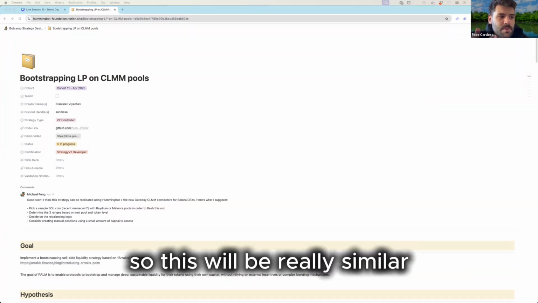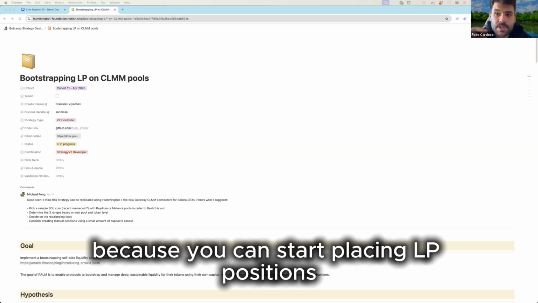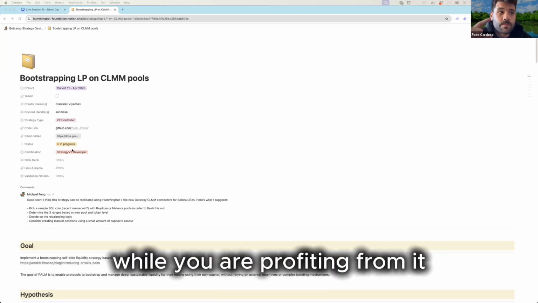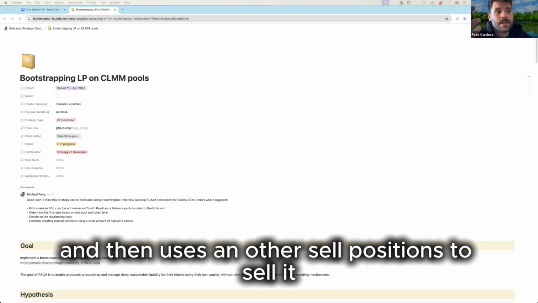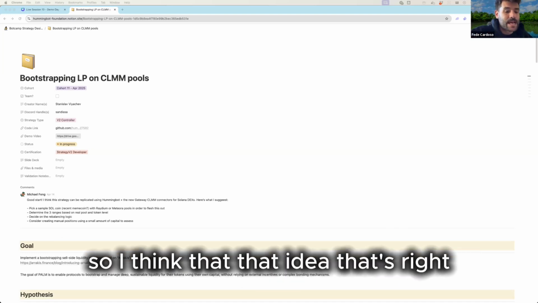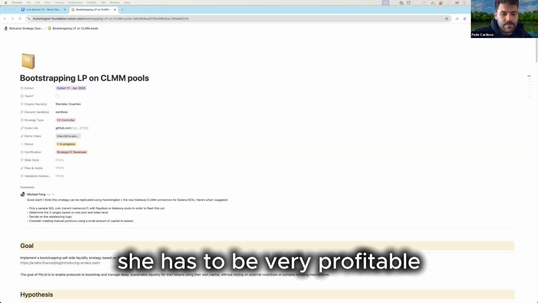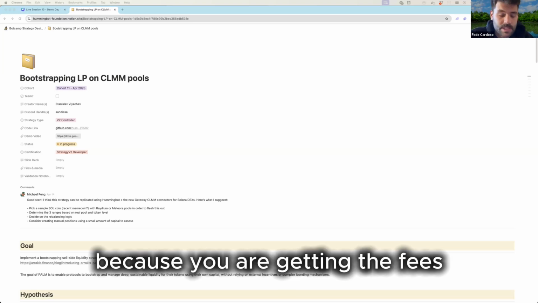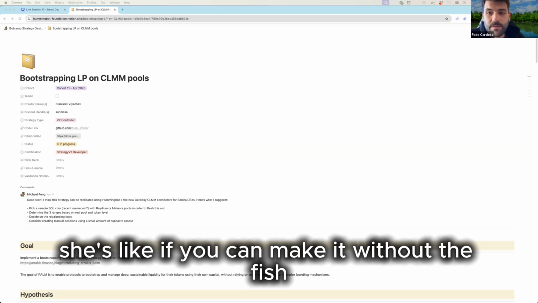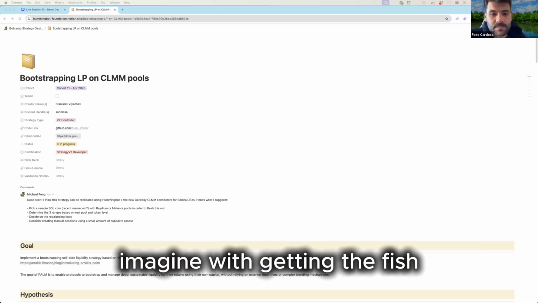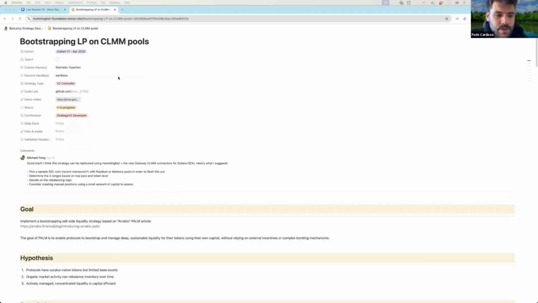So this will be really similar because you can start placing LP positions to acquire the asset while you are profiting from it, and then use other sell positions to sell it. So I think that idea, that strategy, has to be very profitable because you are getting the fees. If you can make it without the fees, imagine with getting the fees. So very nice. Congratulations.